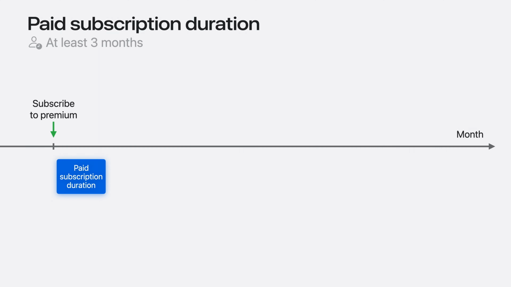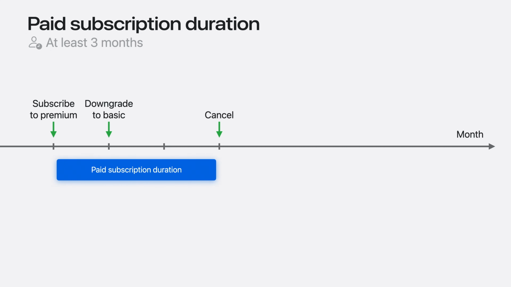Let's look at this from a customer's perspective. First, the customer subscribed to the premium plan. Then, they downgraded to the basic plan. Finally, 2 months later, the customer canceled the subscription. At this point, the customer has fulfilled the paid subscription duration eligibility requirement for this win-back offer.